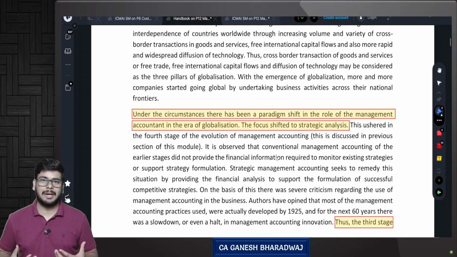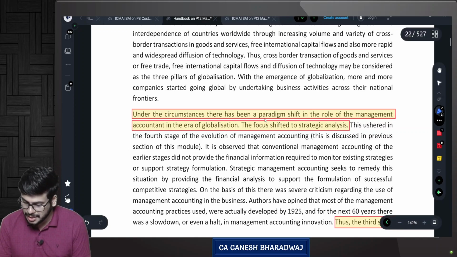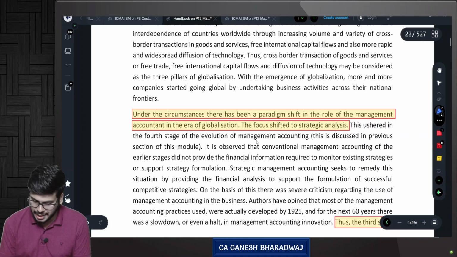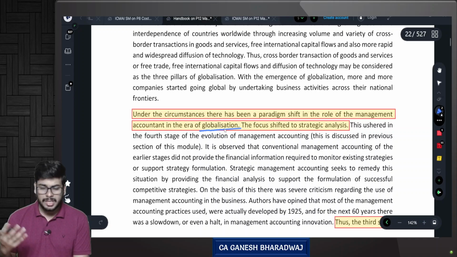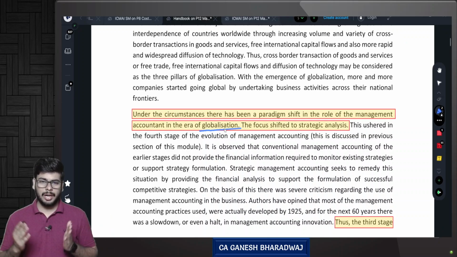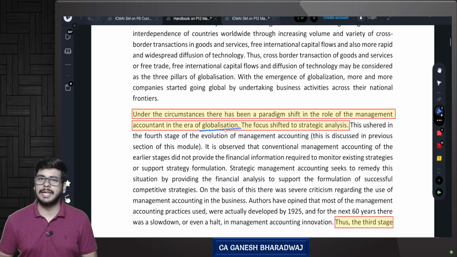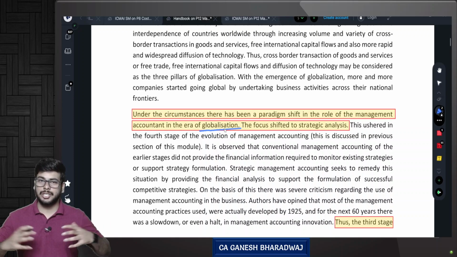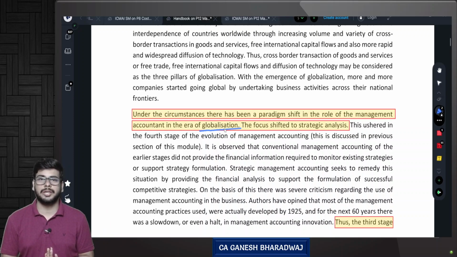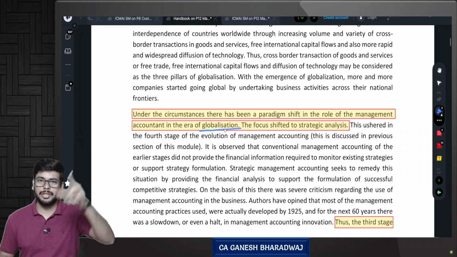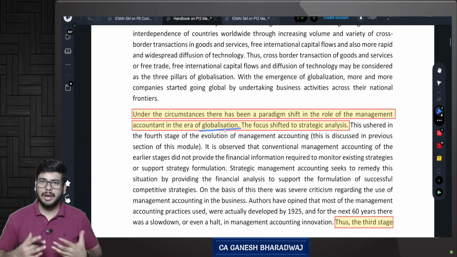Now it needs to be adapted. You need to adapt yourself to multiple situations. So under these circumstances, there has been a paradigm shift in the role of management accountant in the era of globalization. So what do you mean by globalization? They call the entire world a global village. Now it's not like if you are living in India, you can do business only in India. No, nothing of that sort. Globalization is where the entire world is being connected. So the trade barriers have been removed, and even if you're sitting in India, you can do business in the US or in Europe, or anywhere in the rest of the world.